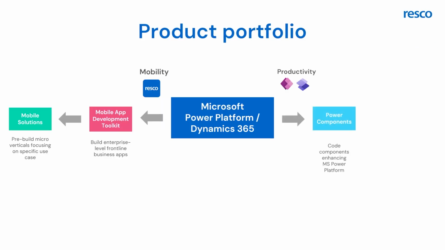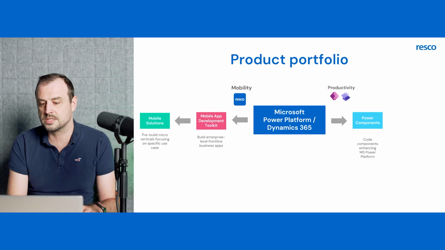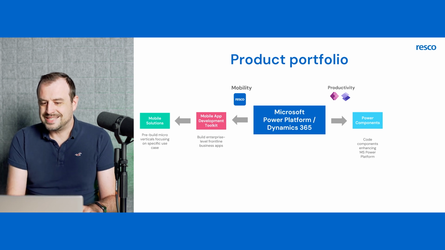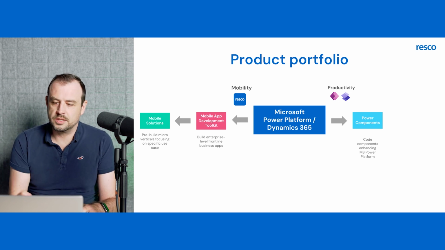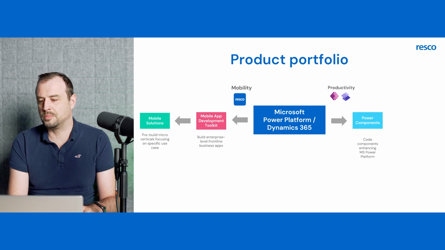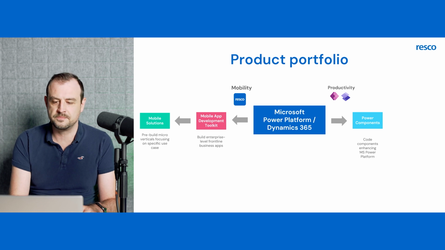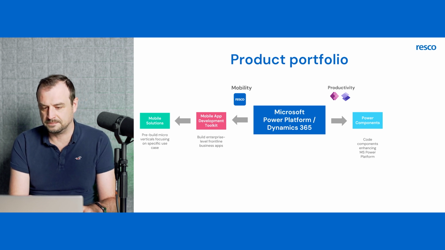On the right side, in regards to productivity, we have Power Components. This is the newest addition to our product portfolio. With this, Resco wants to increase the power of the Microsoft Power Platform with meaningful functionalities so app makers can utilize them for Power Apps and Power Pages. Resco is extending this library. We will also provide support for the components. We will provide upgrades so app makers can focus on what really matters and deliver cheaper and faster.